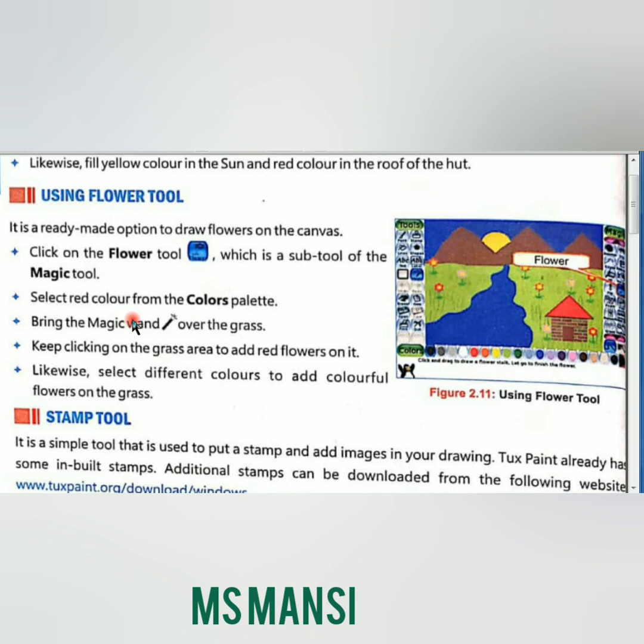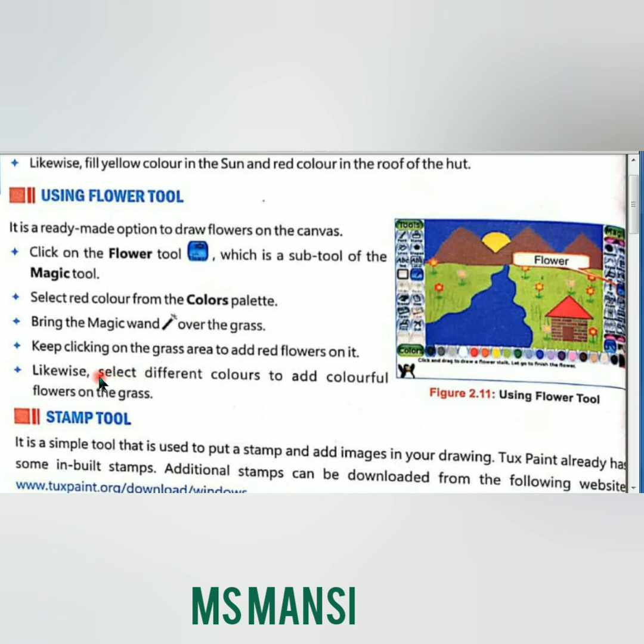Now bring the magic wand over the grass. See, this is grass. Now when you click the magic wand here, bring the magic wand over the grass. Keep clicking on the grass area to add red flowers on it. Okay, click on this grass, your magic wand will create red flowers.